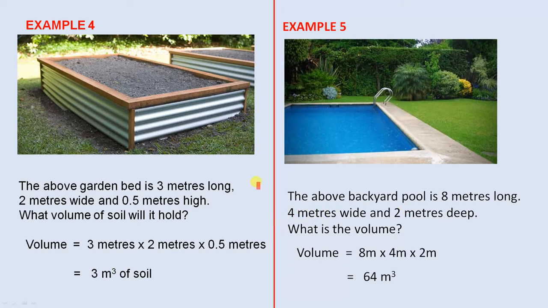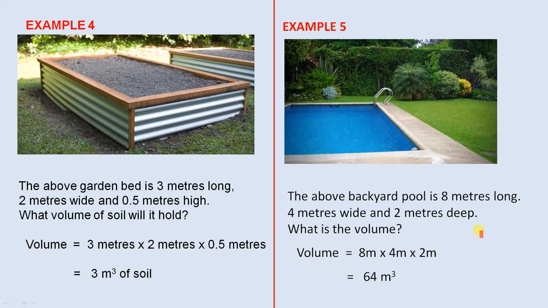Example 4. The above garden bed is 3 metres long, 2 metres wide and 0.5 metres high. What volume of soil will it hold? So the volume, you multiply the length by the width by the height, and when you do that, the volume of soil is 3 cubic metres.